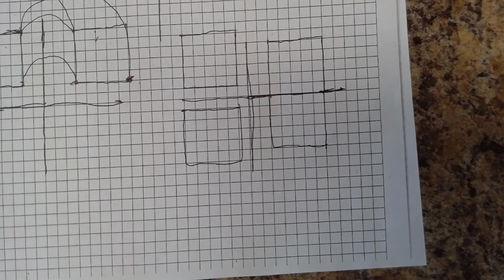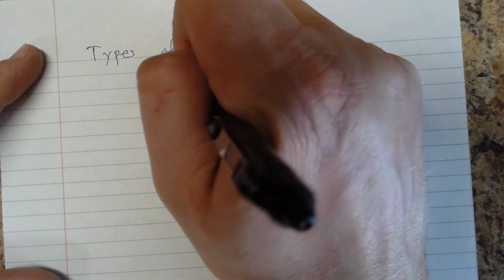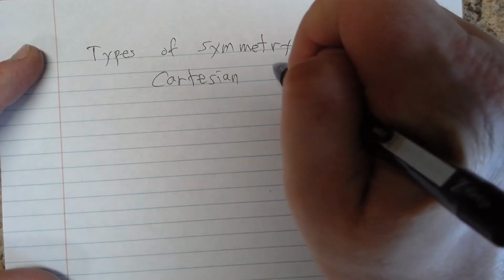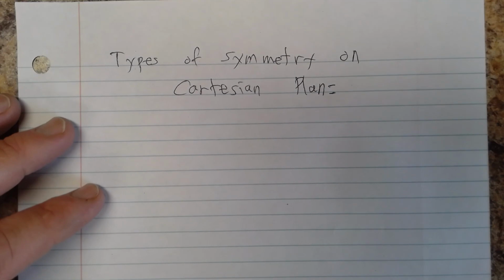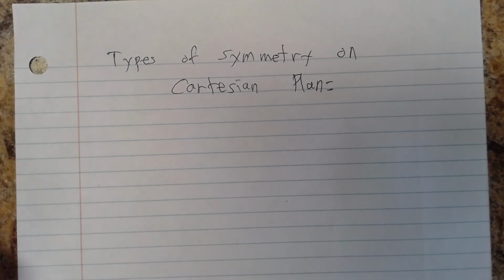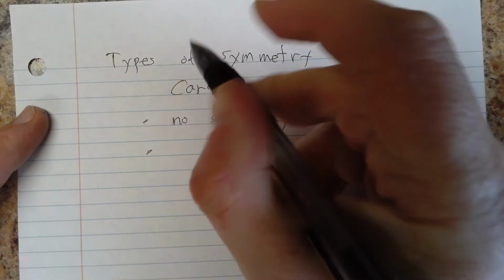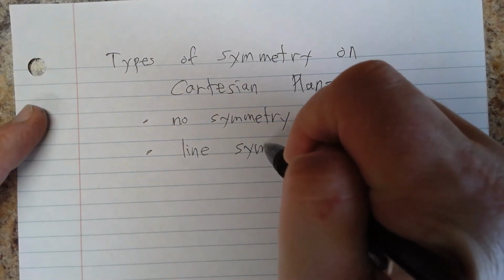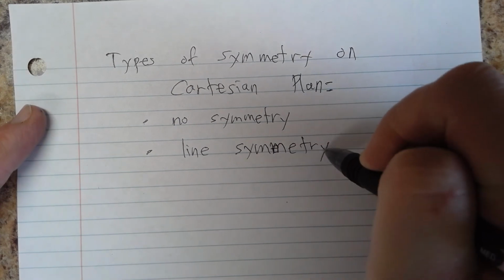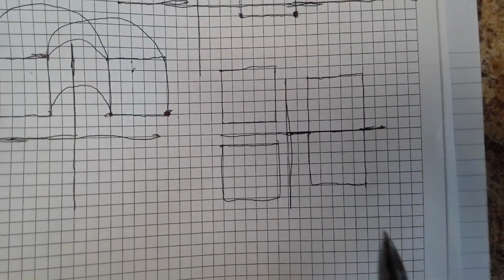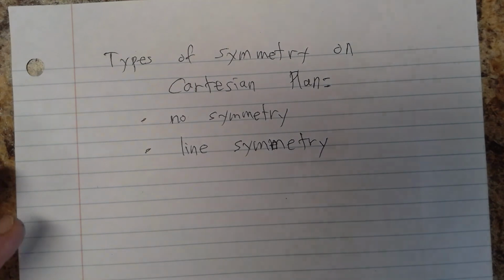Some definitions. Let's record some definitions and then look at some more examples. So we've done, what are the types of symmetry? Types of symmetry on a Cartesian plane, which is just a grid, a 4-square grid. That's all it is. Well, you can have no symmetry. You can have line symmetry, where you reflect over a line. The last example we did. This is line symmetry. Reflect over a line.